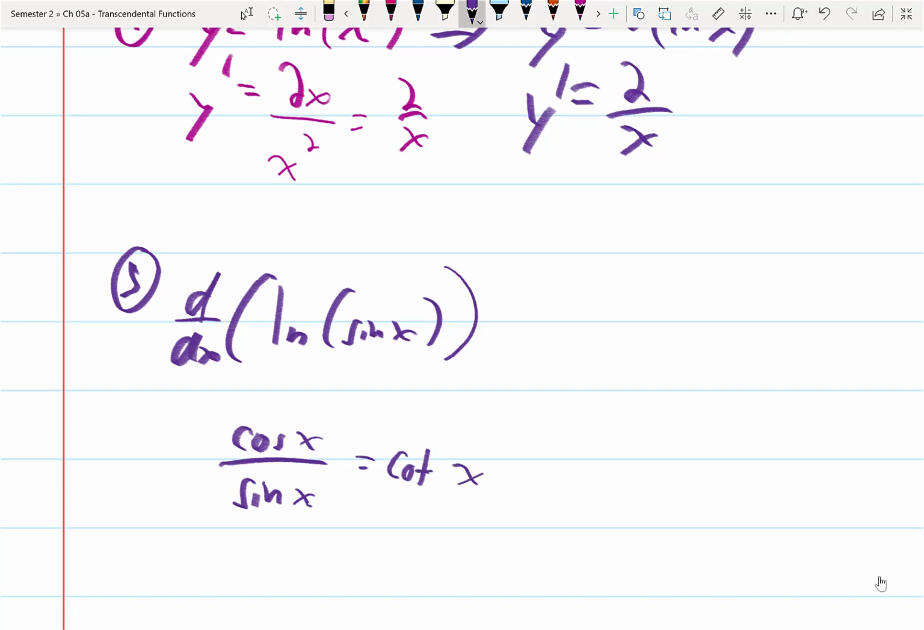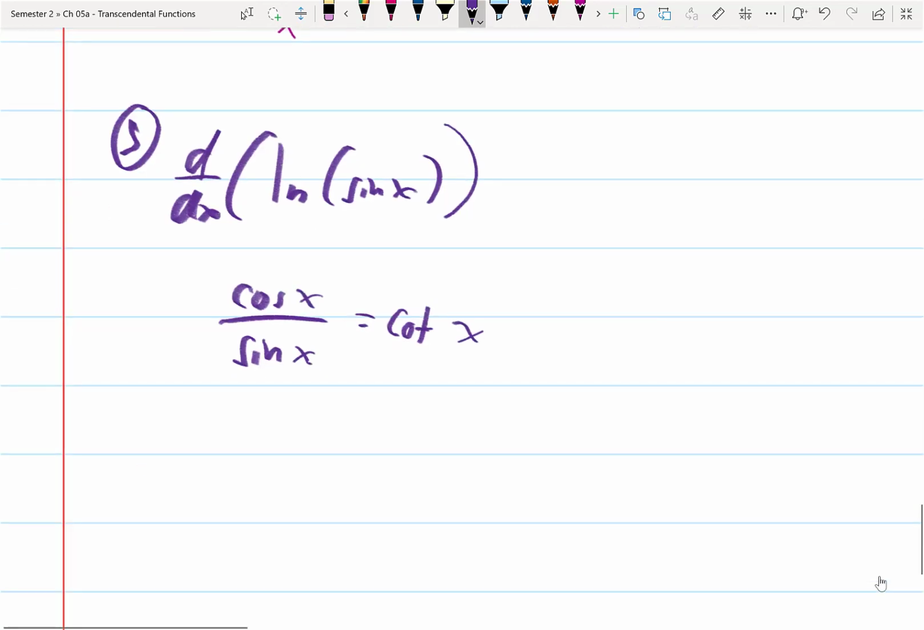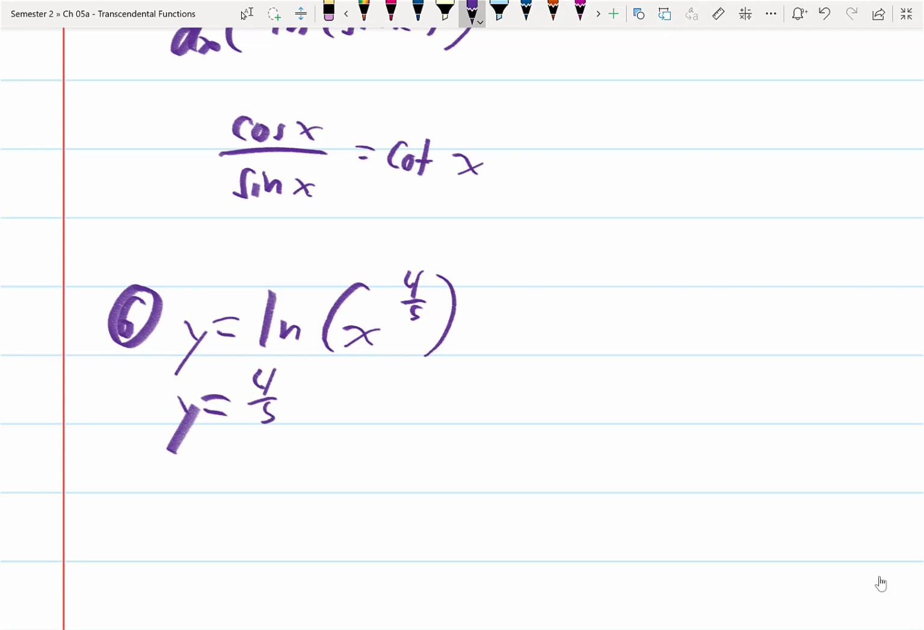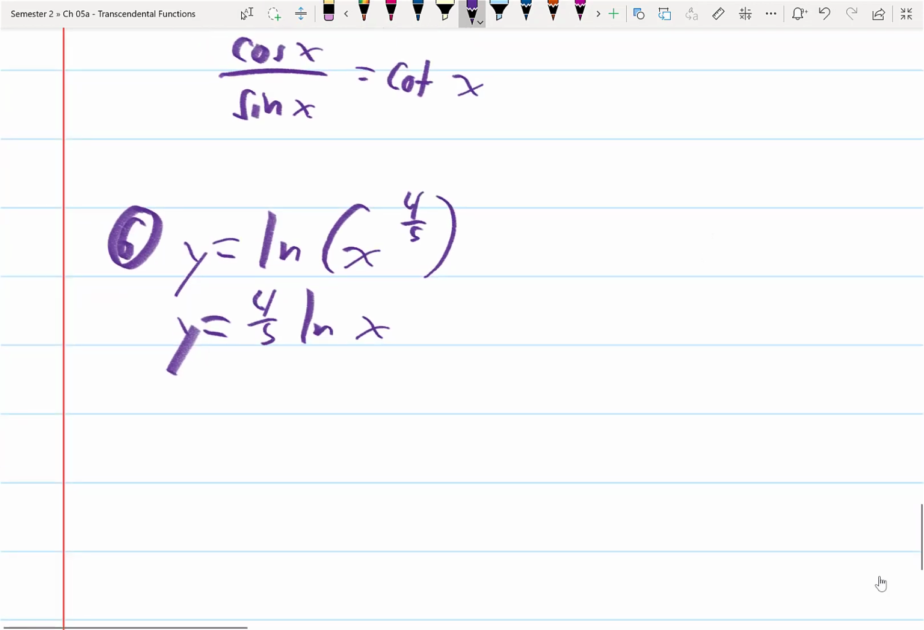Okay, number 6, we're going to do y is equal to the natural log of x to the 4/5. You could do chain rule on that, or you could rewrite it as 4/5 natural log of x. And if you rewrite it like that, what you get is 4/5 times 1 over x, or y prime is equal to 4 over 5x. These can be really quick if you let them do that.